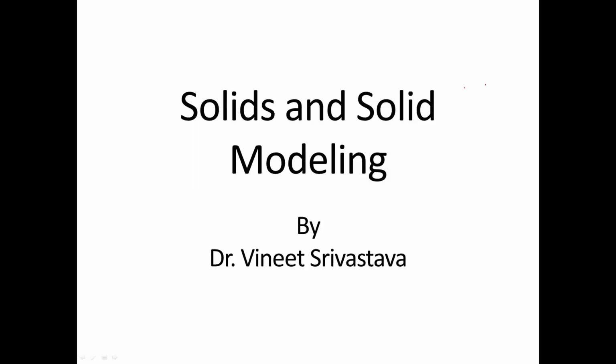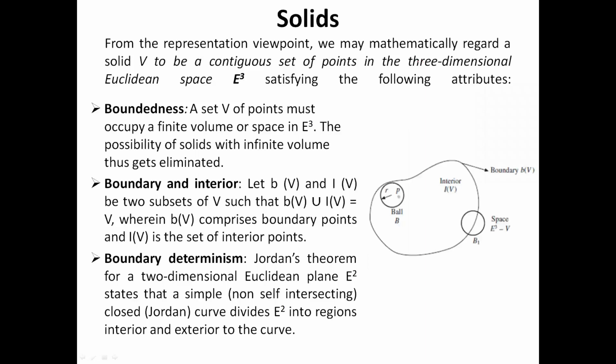So the first thing that you need to basically understand over here is how do you define a solid? That is the first thing that you need to understand. How do you define a solid? A solid has certain attributes which need to be fulfilled. The first attribute that you need to fulfill for a solid is boundedness. What do you mean by boundedness?